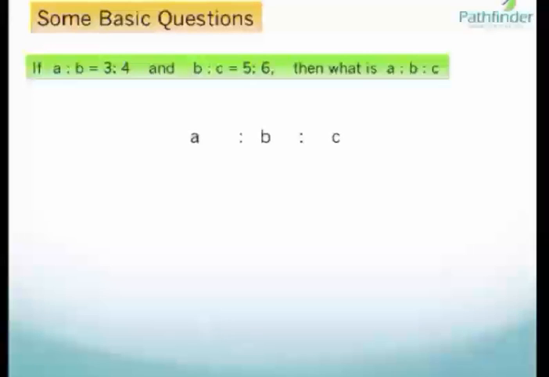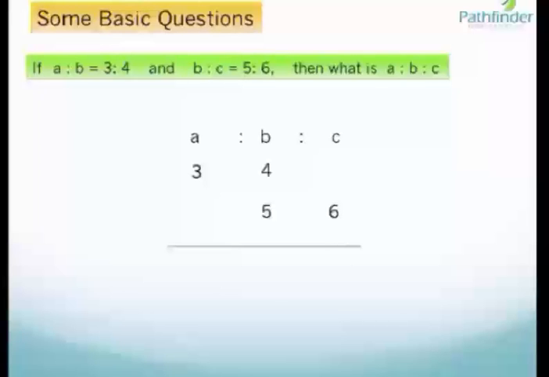Now you see that in A as to B and B as to C, B is the common term. So write down the three terms A, B and C such that the common term is in between. So we can write the value of A as to B as I have shown there, and we can write the value of B as to C as again I have shown, 5 as to 6.